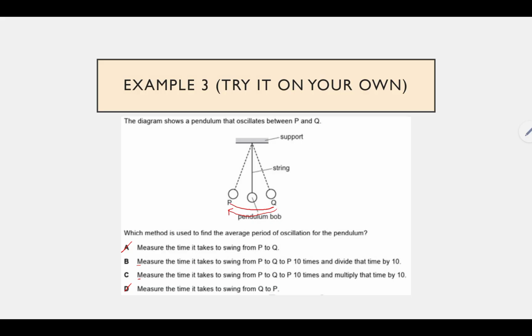Okay, B or C. After the full oscillation, they said we're going to do that 10 times and divide by 10 or multiply by 10. Like we said, we always divide. So we're going to choose B.